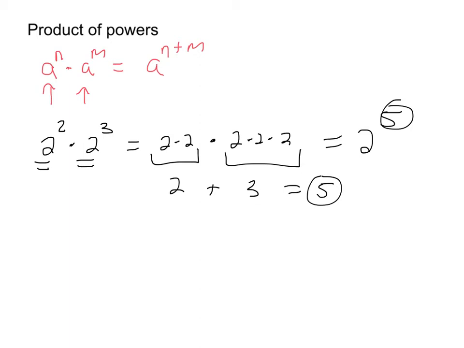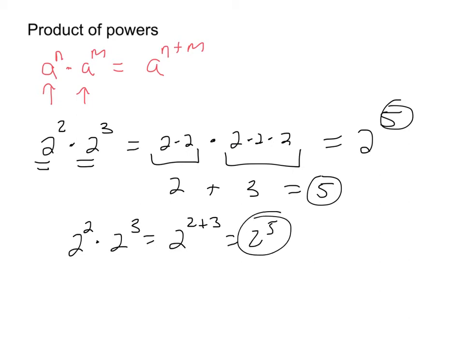So the quick step is we are going to skip all this stuff, know the property, and we're just going to take 2 squared times 2 cubed. You don't have to write this step out, I'm just showing the work. And that gives us 2 to the 5th.